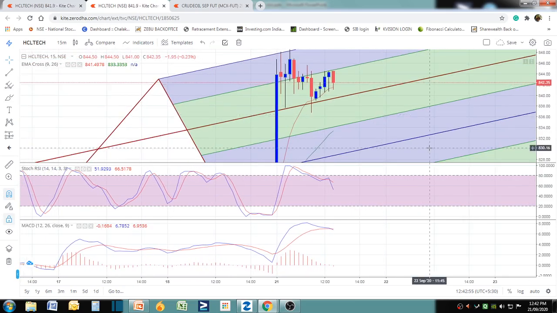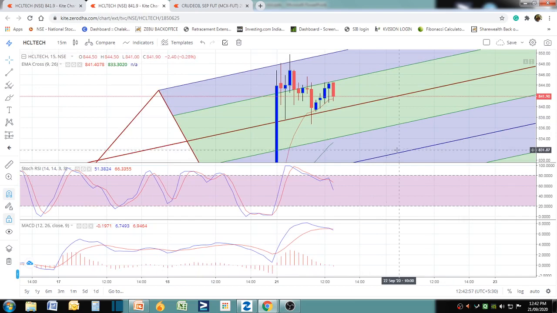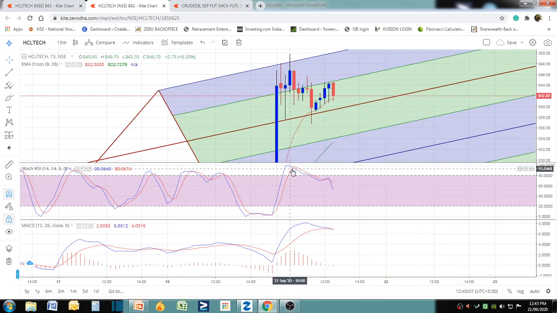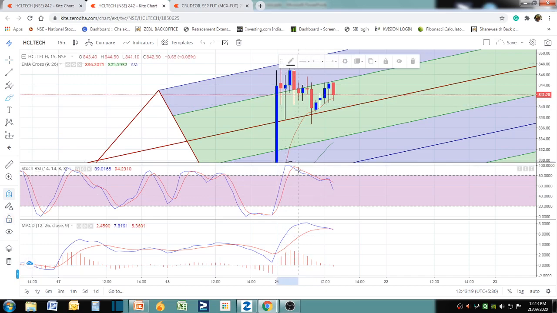Now you can read it together. For example, when you club the stochastics and MACD along with the pitchfork, what has happened here? See, there has been an overbought position here. Along with that, when you look at this candle, see, the stochastics have exactly turned here. Look how exactly this has given you a sell signal. See, this is a sell signal at this point.